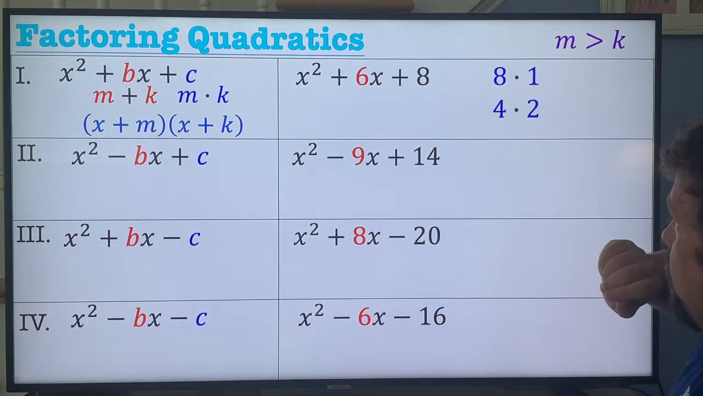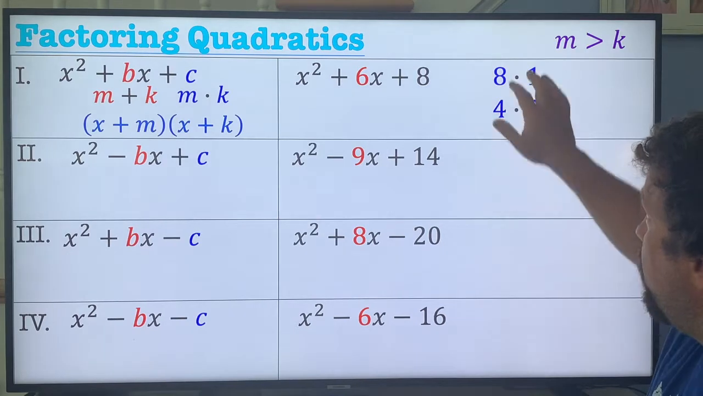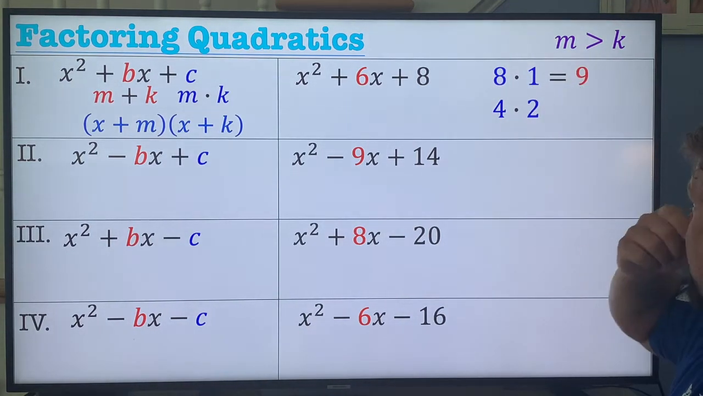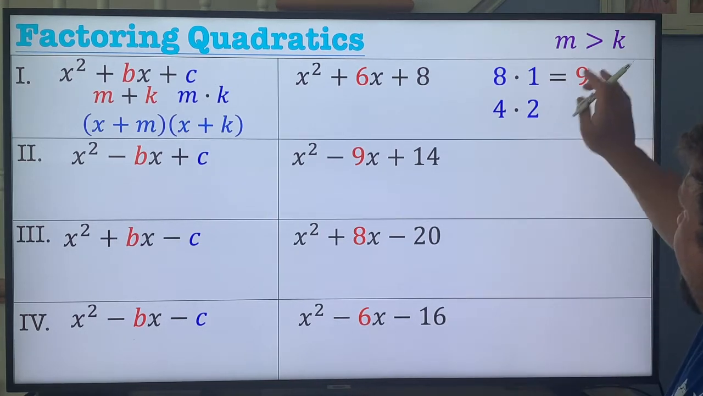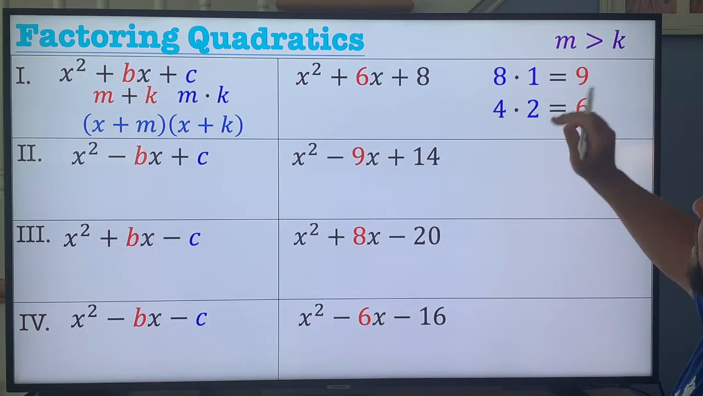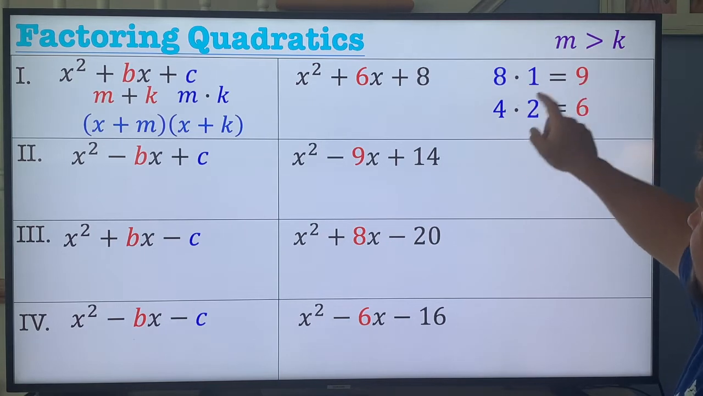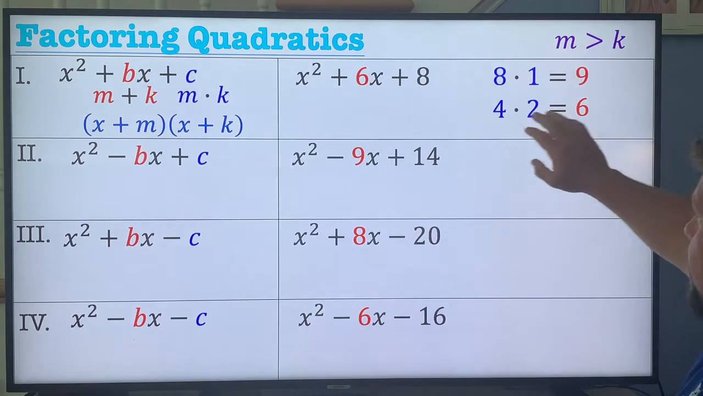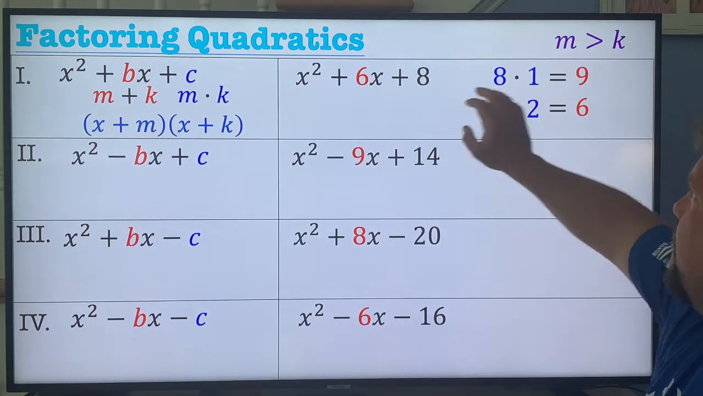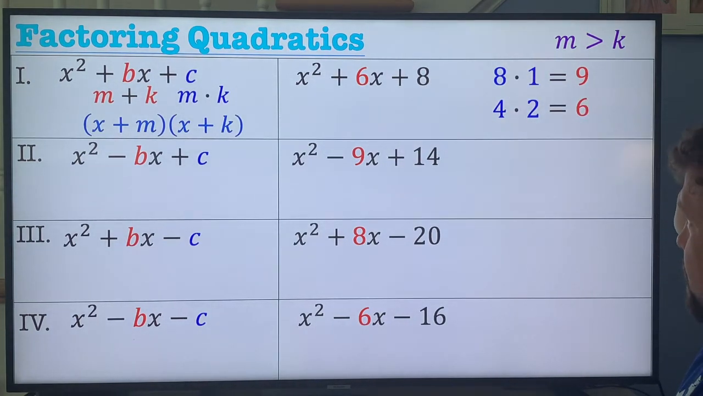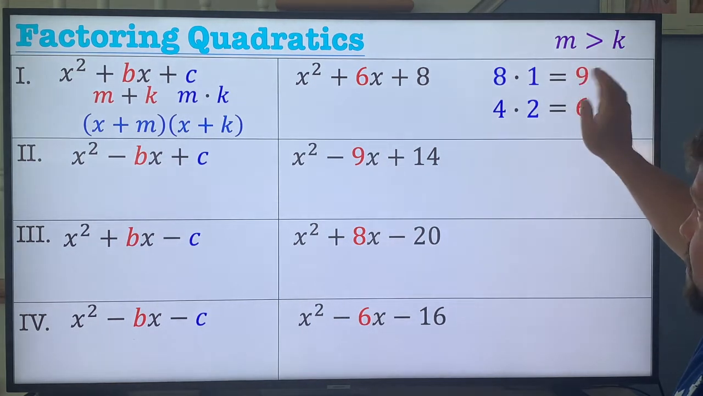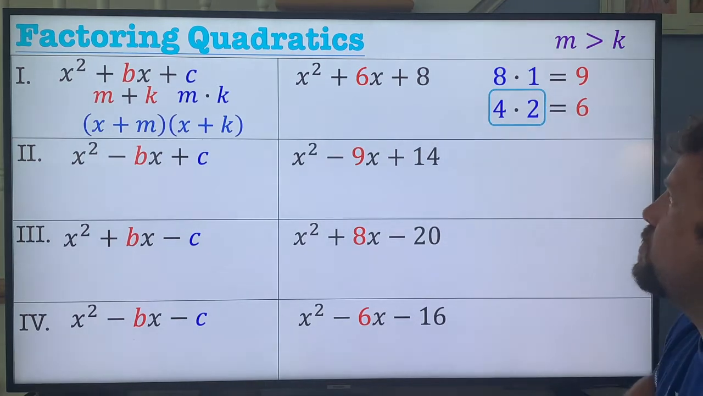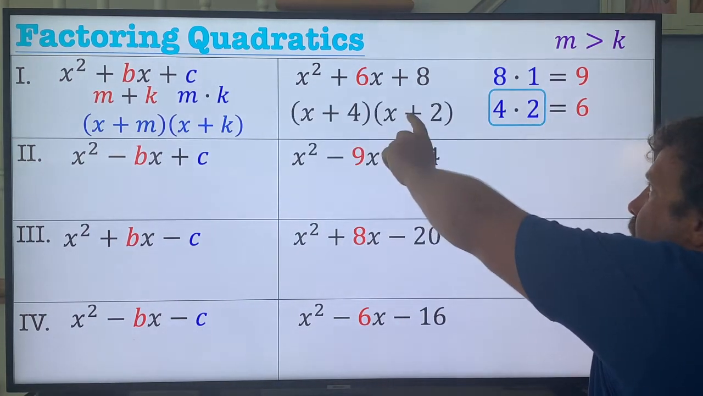8 times 1, or 4 times 2. Which set of these adds up to 6? Well, 8 times 1 is 8. Oh, sorry, you have to add them. 8 plus 1 is 9. 4 plus 2 is 6. I'm going totally crazy here. Even though this says times, this is just times to get the 8, but when I add it together, that's what it gets. Technically this should have arrows, not equal signs. So I want the 6. That means I have to take my 4 and my 2: (x plus 4)(x plus 2).